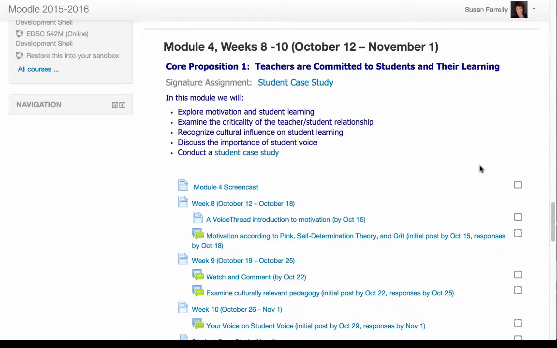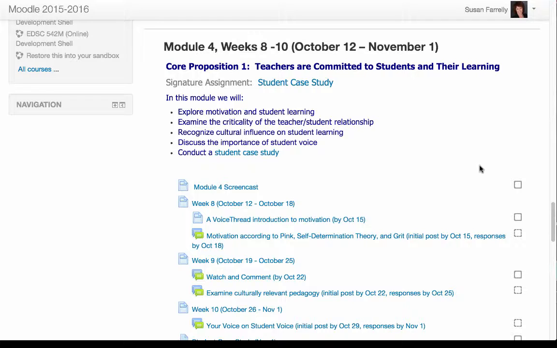Module 4 is another 3-week module in which we are focusing on core proposition 1: Teachers are committed to students and their learning. If I had to choose only one module to teach in this seminar, it would be this module.